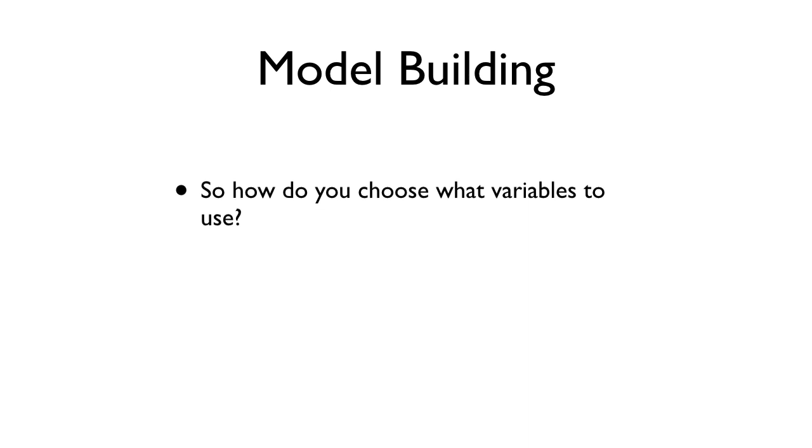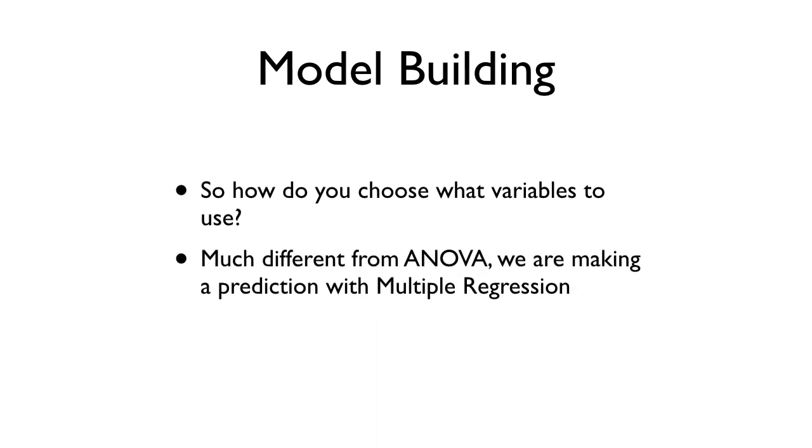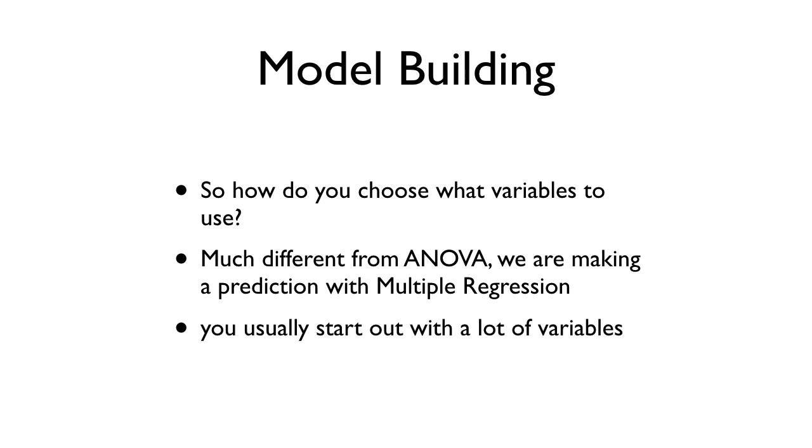Once you've put all this stuff together, you're going to do something called model building. You're actually going to build a model. So how do you choose which variables to use? What's the process? Differently than analysis of variance, where what we're trying to do is say, is there an effect? We're trying to say, this is how the universe works. Those are two different kinds of questions. They're related, but they're different. You're making a prediction with multiple regression, not saying there's an effect of A or B or whatever.